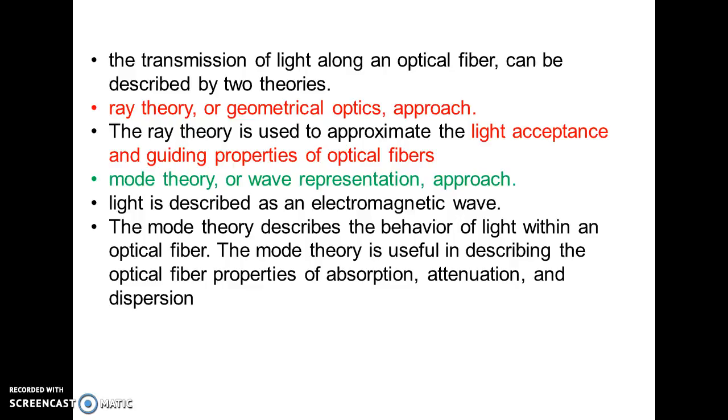Transmission of light along the optical fiber can be described by two theories: ray theory, or geometrical optics, and mode theory, or the wave representation approach. Ray theory is used to approximate light acceptance and the guiding properties of the optical fiber. In mode theory, the light is described as electromagnetic waves. The mode theory describes the behavior of light within a fiber. It is useful in describing the optical fiber properties of absorption, attenuation and dispersion.